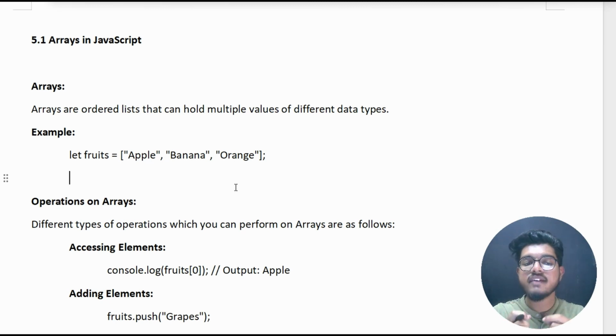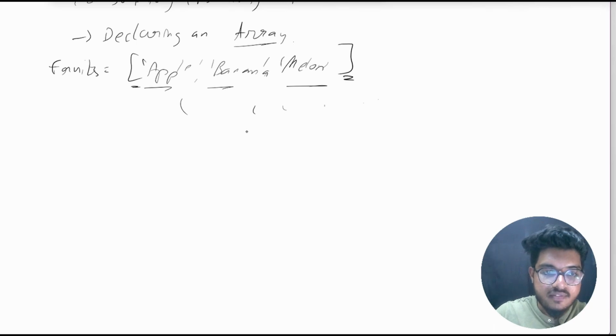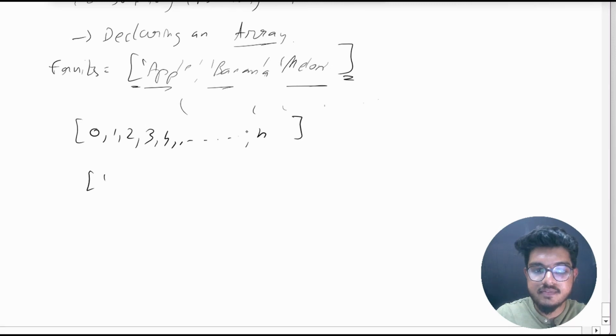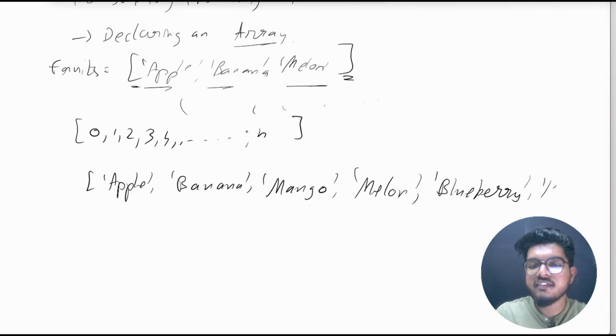Now, accessing the values. Always remember, in any programming language, an array stores values with the help of index positions. Index positions always start from 0 and then go to 1, 2, 3, 4 and so on up to n. So in this case we have, let's say, apple, banana, mango, melon, blueberry and kiwi.